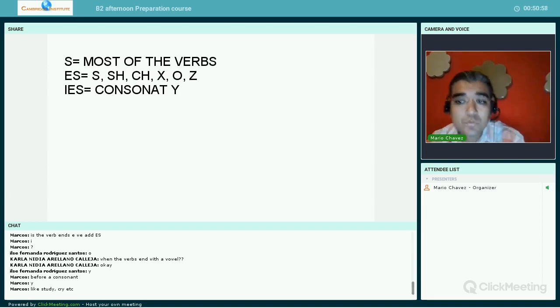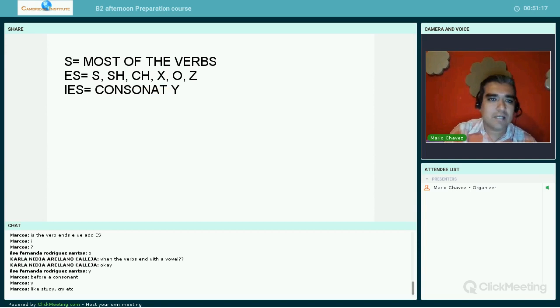So those are the rules we use with this type of verbs. Most of the verbs go with S. Verbs ending in S, SH, CH, X, O, and Z go with ES. And verbs ending in a consonant plus Y go with IES. Thank you very much, Marcus. Thank you very much, guys.